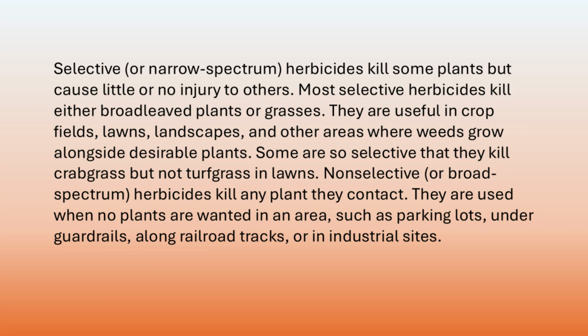Selective or narrow spectrum herbicides kill some plants but cause little or no injury to others. Most selective herbicides kill either broadleaf plants or grasses. They are useful in crop fields, lawns, landscapes, and other areas where weeds grow alongside desirable plants. Some are so selective that they kill crabgrass but not turfgrass in lawns.